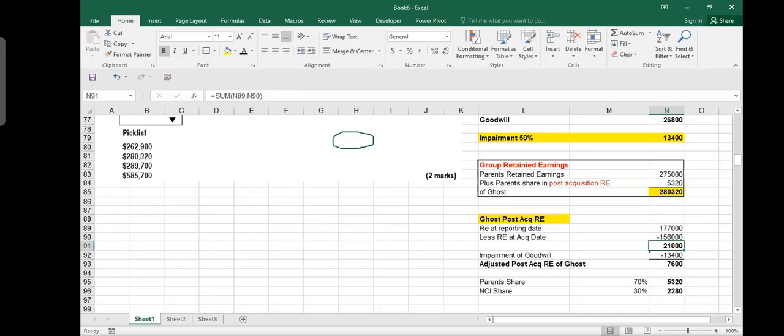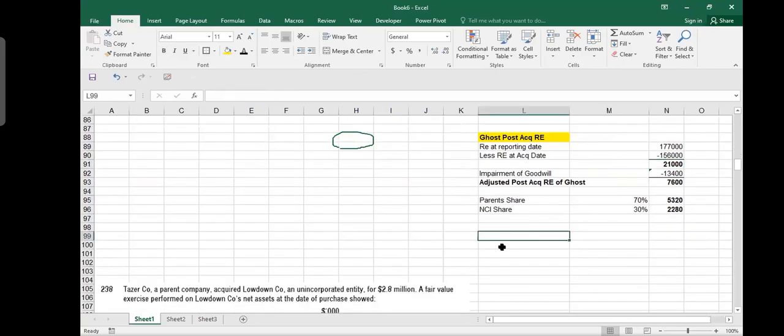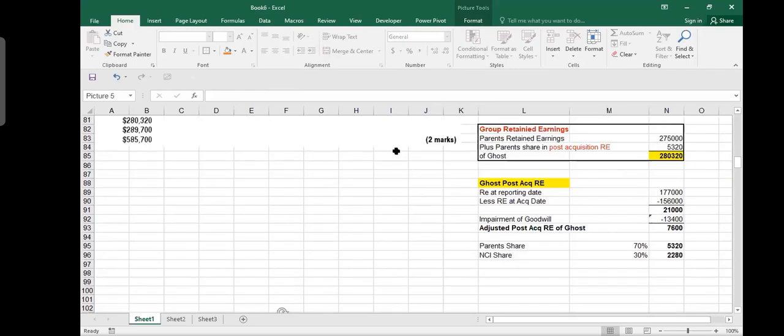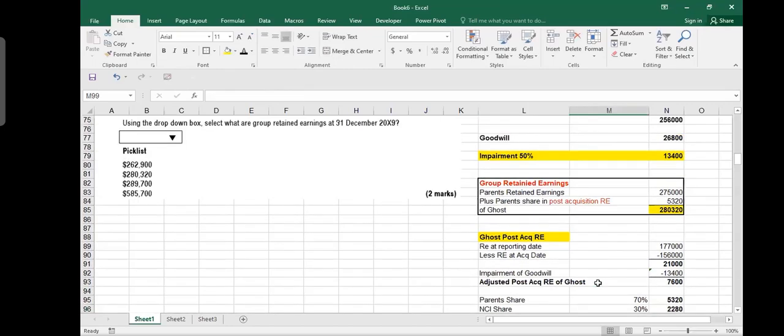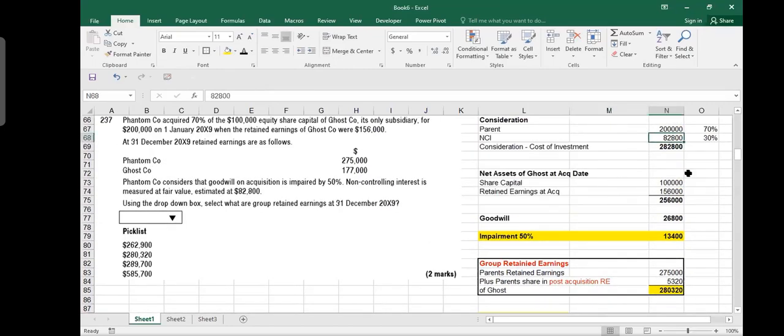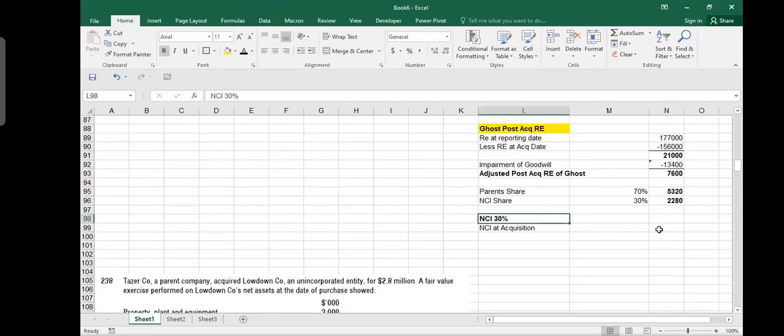Now, maybe let me ask you about NCI, the non-controlling interest. I'm just going to add a different perspective to this question. NCI means the non-controlling interest, the third party which is investing that 30%, okay? So you have two calculations of NCI. One is called NCI at acquisition, which usually is given in the question. In our case, NCI at acquisition was 82,800. It was given in the question that NCI was 82,800.